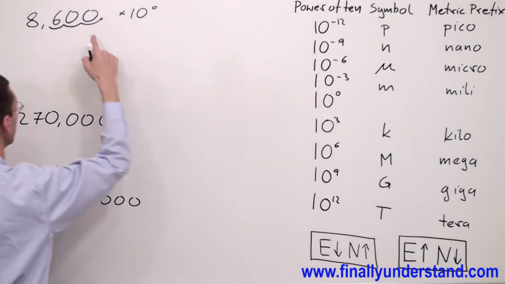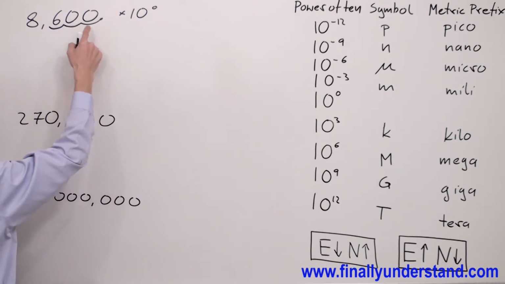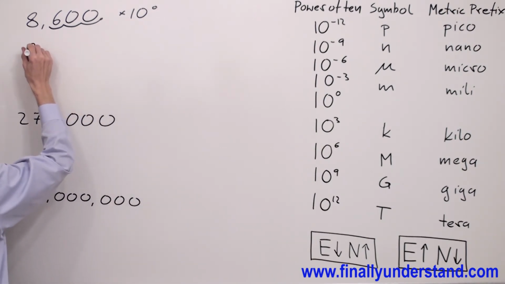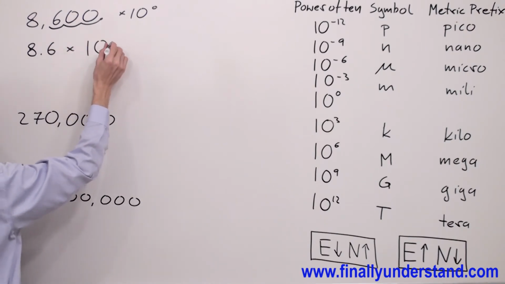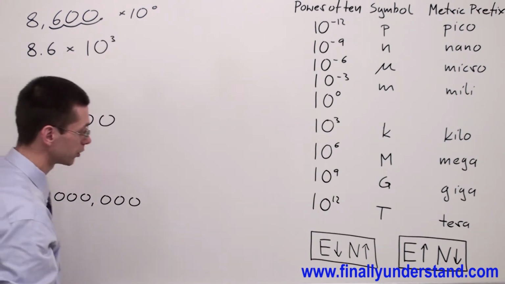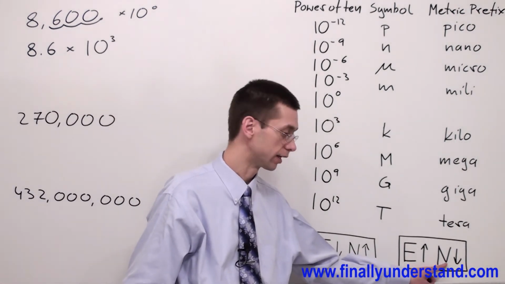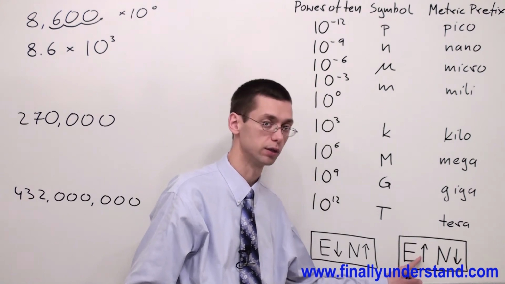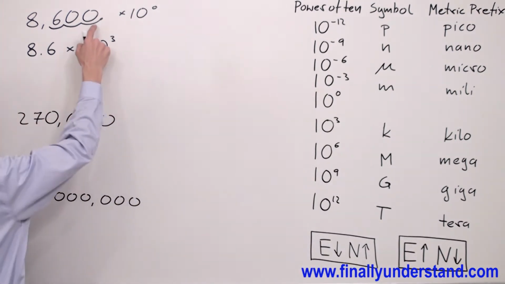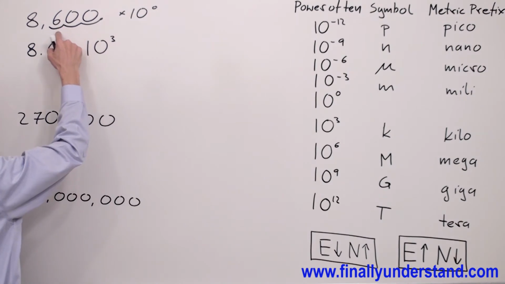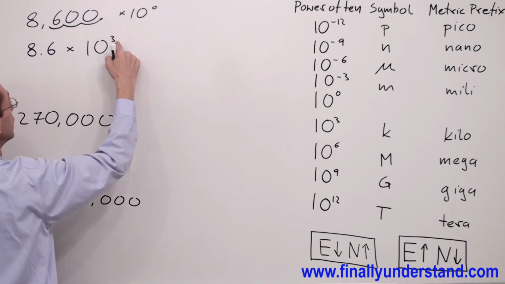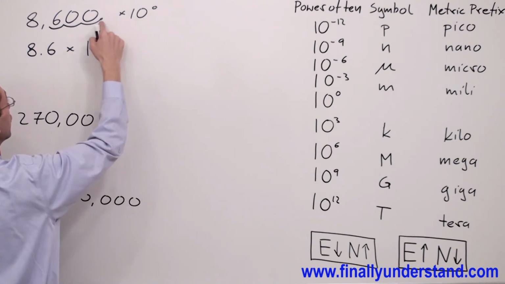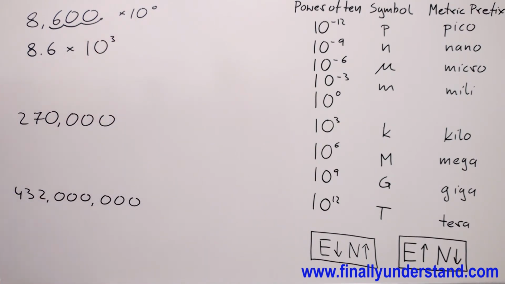But in this case, I have to make the number smaller. That's why I have to move my decimal point to the left. And I have 8.6 times 10 to the third. Why? Because anytime a number is getting smaller, the exponent has to get bigger. I move my decimal point 3 times to the left. That's why my exponent went up by 3. I have 3 because I add 3 to 0, because I moved my decimal point 3 times.